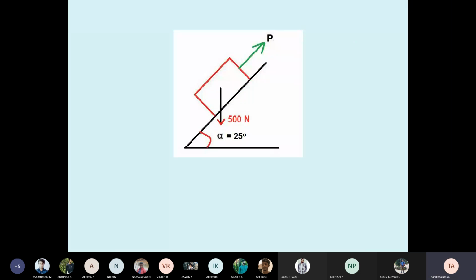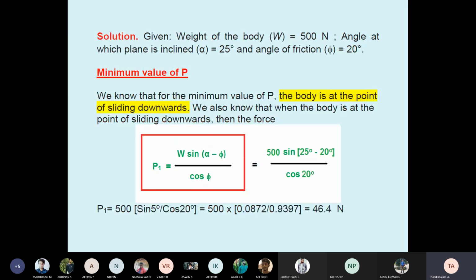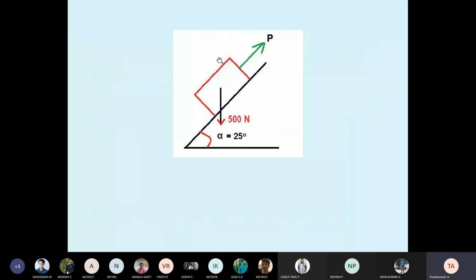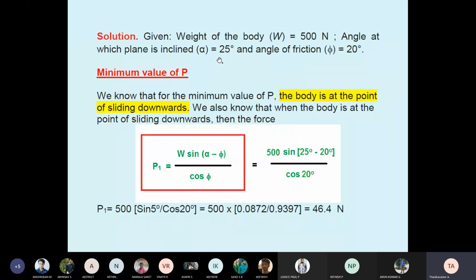What they asked: the minimum and maximum force. We know the minimum value already. See, the body is sliding downward. Already we have found P1 equal to W sin(alpha minus phi). W value 500, alpha 25 degrees for the inclined plane, angle of friction 20 degrees. So P1 equal to 46.48.